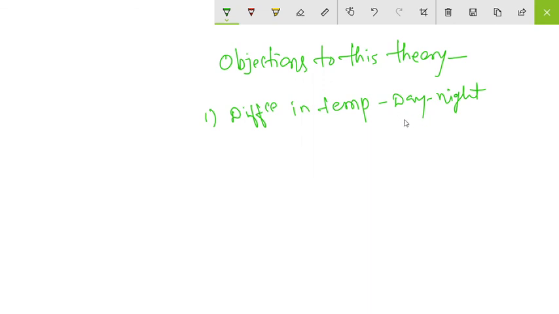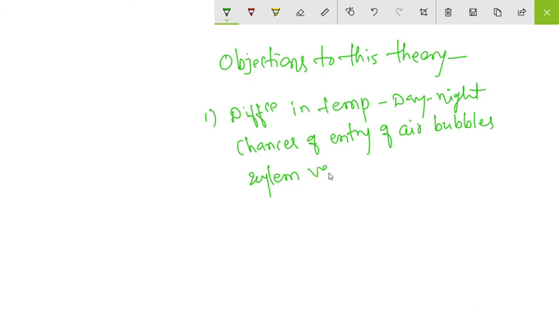And due to that, what happened? There may be chances of entry of air bubbles in the xylem vessels. So it is the most strong objection to this theory. This objection is that there is a difference in temperature during the day and night, so there may be chances of entry of air bubbles in the xylem vessel.